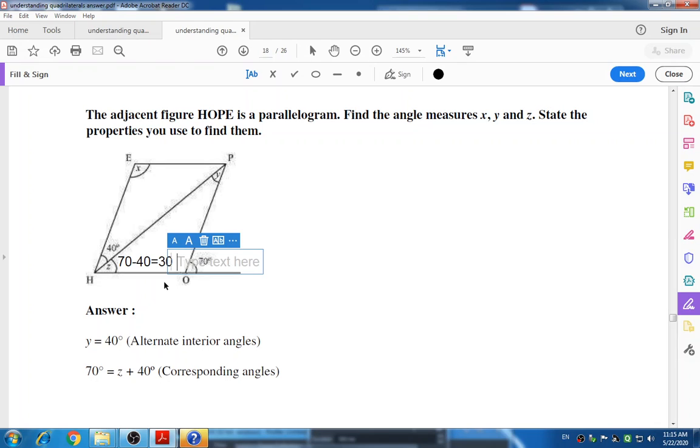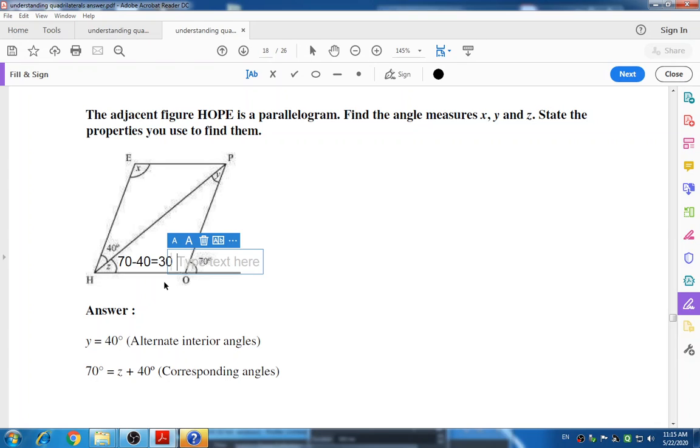It is not necessary to write down the whole steps. If you write the reason in a bracket, it is enough. 70 degrees is equal to Z plus 40 degrees, corresponding angles. 70 degrees minus 40 degrees is equal to Z. So we get the value of Z, that is 30 degrees.